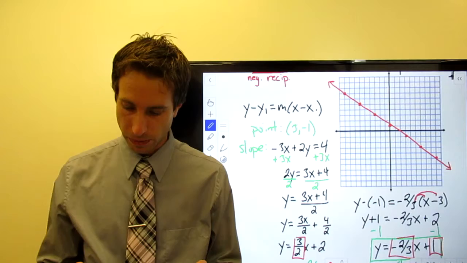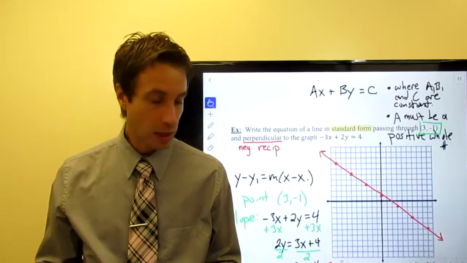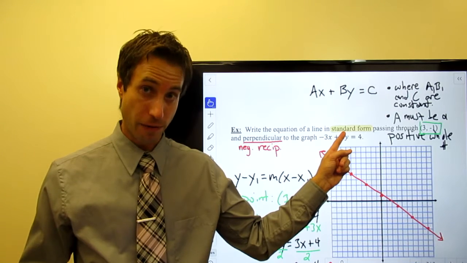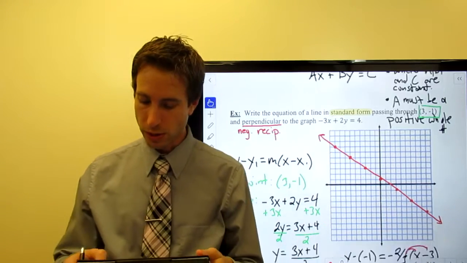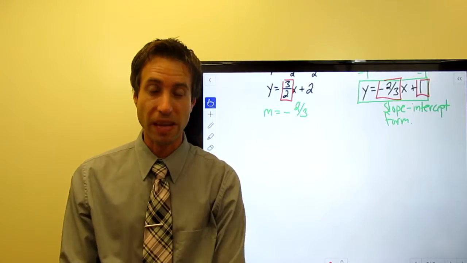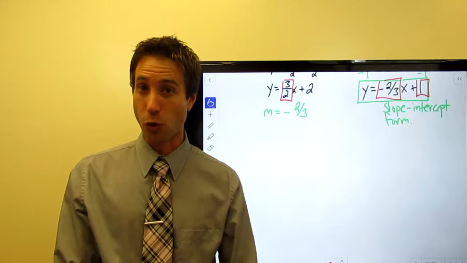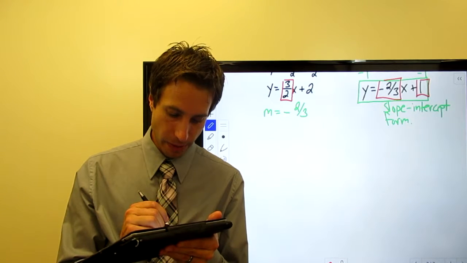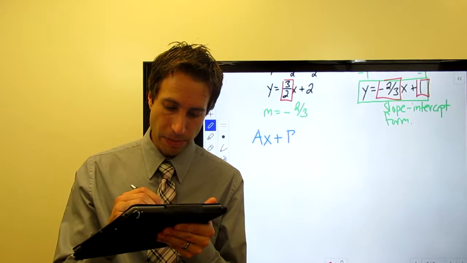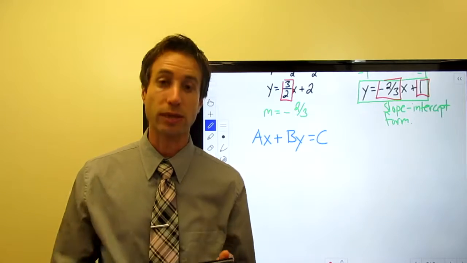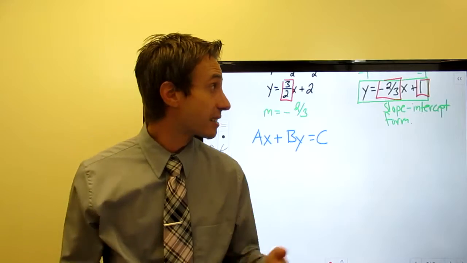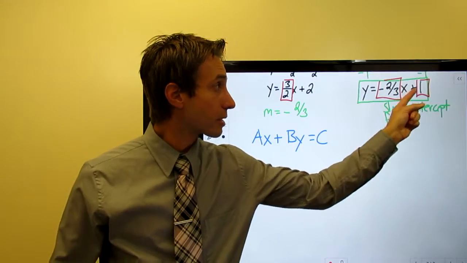But careful. I asked for you to give me the equation in standard form. So, we've got some work to do. Here we go. This is slope-intercept form. To get the equation in standard form, remember, let me write it down here again. I need Ax plus By is equal to C. So here's what we're going to do. We're going to take this guy, y equals negative 2/3 x plus 1.